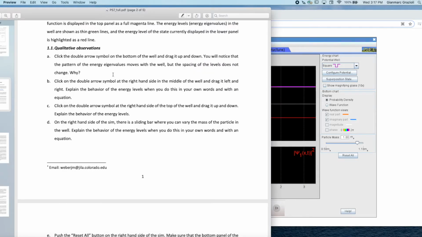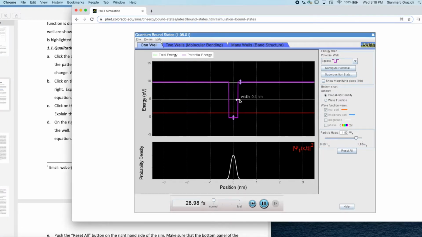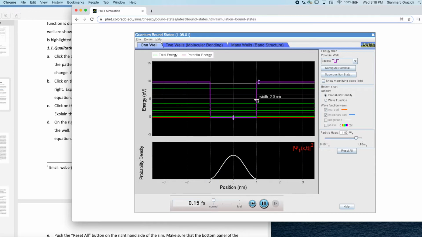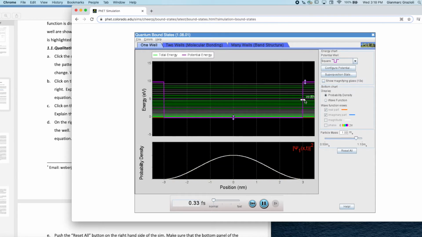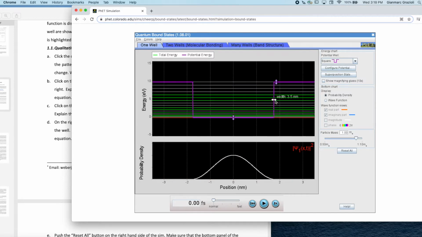Okay, so part B of 1.1 says click on the double arrow symbol at the right-hand side in the middle of the well and drag it left and right and explain the behavior of the energy levels. What's going on with that? That's this thing right here, this width parameter. I can change the width of the box where the particle is trapped.